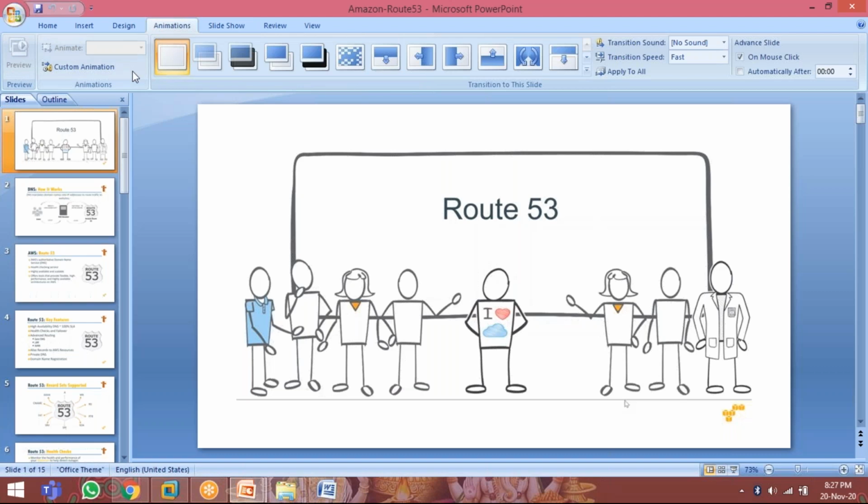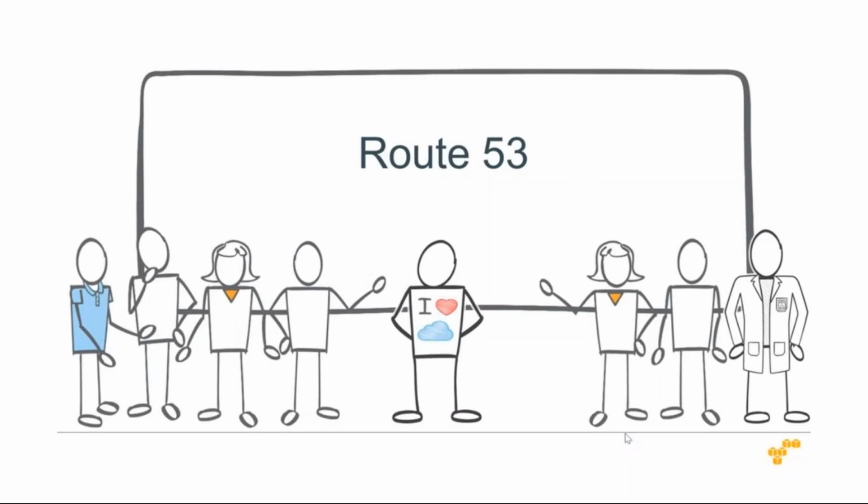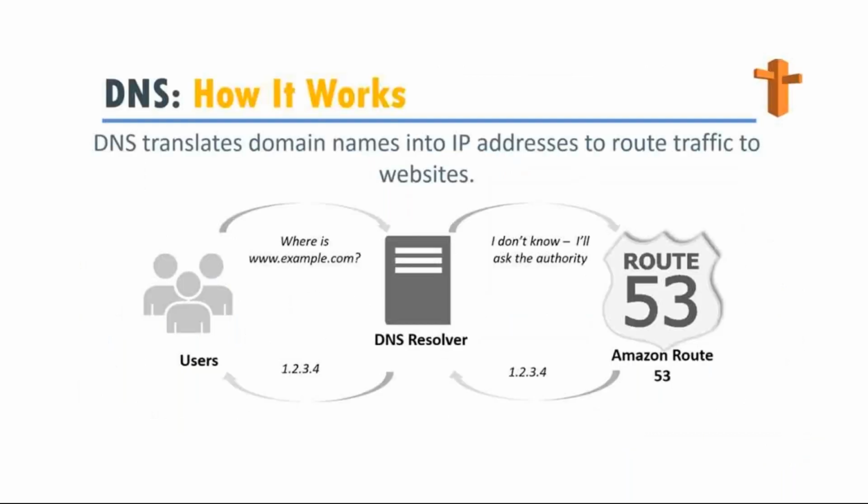This is nothing but DNS, but this is called the Amazon DNS, Route 53. Remember, Route 53. What is the concept of Route 53? It is the Amazon DNS.